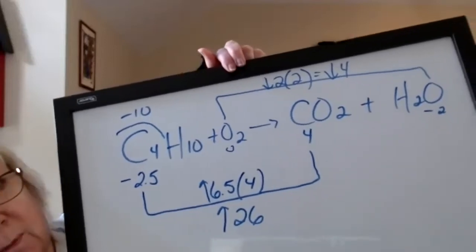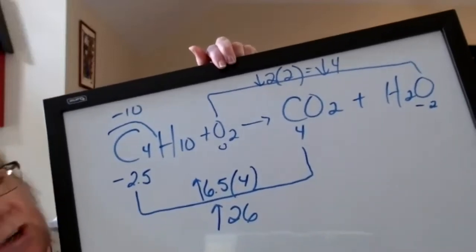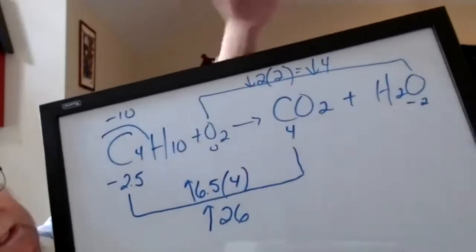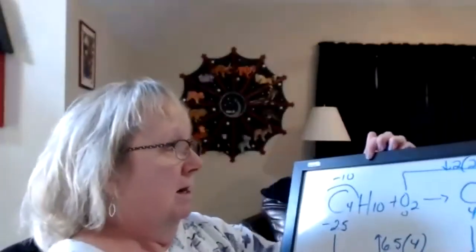Now, I could cross multiply. You could multiply this by 26 and the 26 by 4, and then you would definitely have to reduce. Or I could figure out, if I multiply the 26 by 2, that's 52, and 4 by 13, that's 52. So my 13 is the coefficient for oxygen, and my 2 is the coefficient.